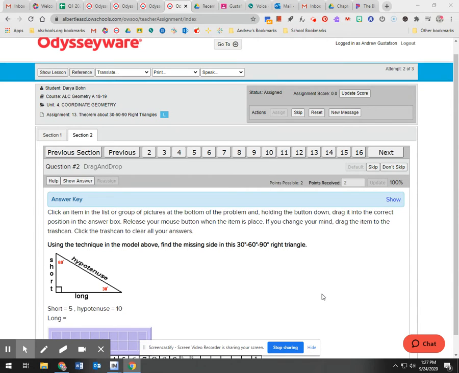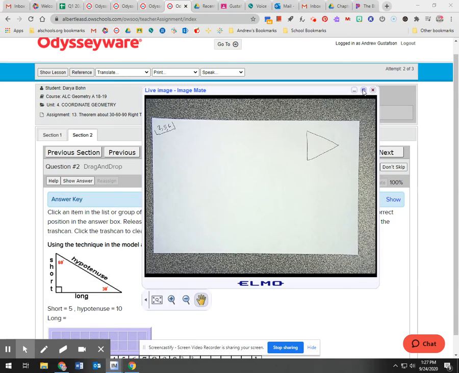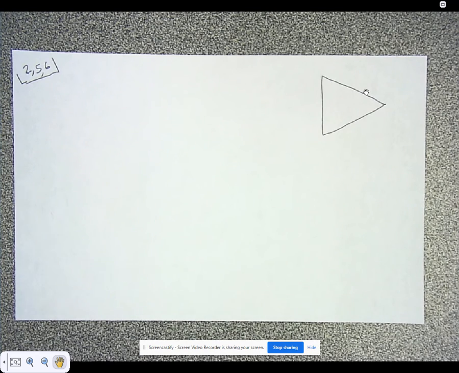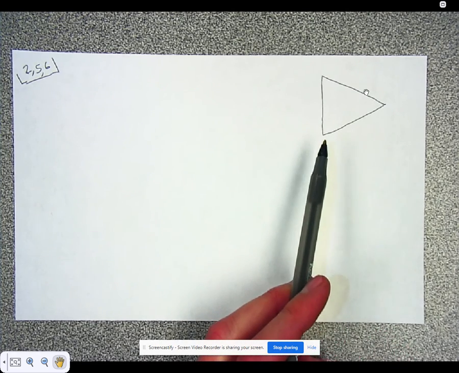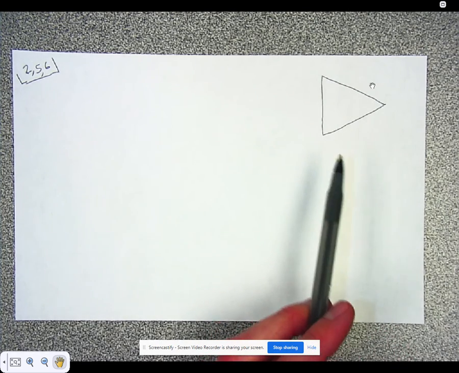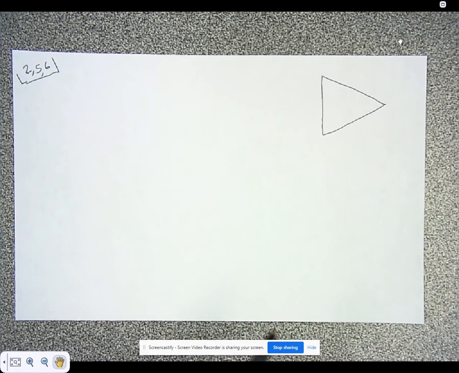All right, I wanted to talk about these 30, 60, 90 triangles and give you an idea of what relationships we can create based on the short side, the long side, and the hypotenuse. I'm going to switch over to this camera right here. I'm going to start with an equilateral triangle, and I'm going to build this idea so you can see where the relationships come from.